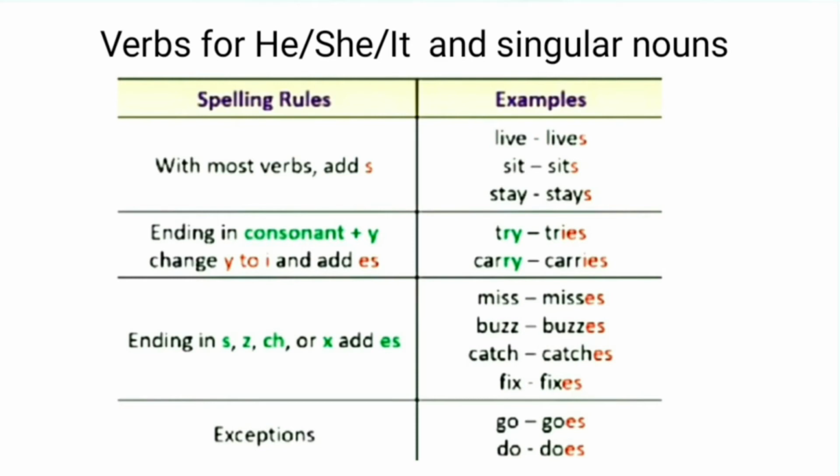In verbs ending with S, Z, CH or X, we add ES in the end. For example, miss becomes misses, catch, catches, fix, fixes. There are some exceptions like go becomes goes and do becomes does.